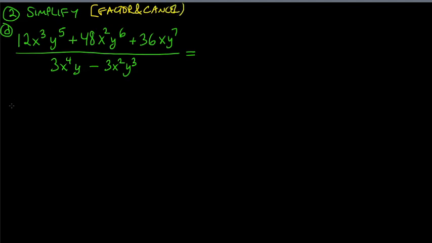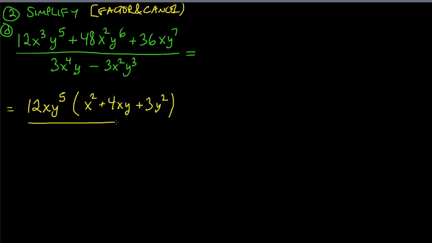So let's start with the numerator here. The numerator, 12x cubed y to the 5th plus 48x squared y to the 6th plus 36xy to the 7th. The GCF is not 1. The GCF is going to be 12 times x times y to the 5th. Okay, so let's factor out the GCF. When you divide, you just get, let's see, x squared plus 4xy plus 3y squared. Okay, and again, that's just the numerator. And I don't think we're still done yet.